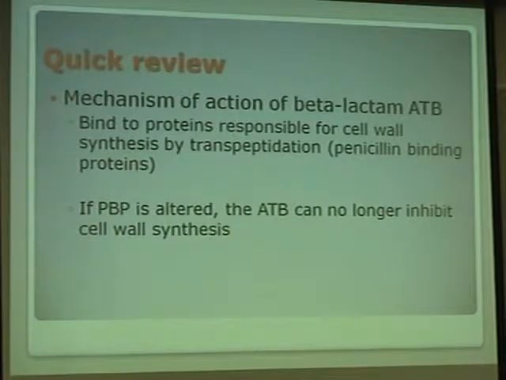So beta-lactam antibiotics bind to the proteins that are responsible for cell wall synthesis. Now, if my penicillin binding protein is altered, then the antibiotic can no longer inhibit cell wall synthesis. So I can maybe take care of my beta-lactamase problem, but I still have to be able to bind to the penicillin binding protein. So how are these organisms going to become resistant? They're going to alter the penicillin binding protein.